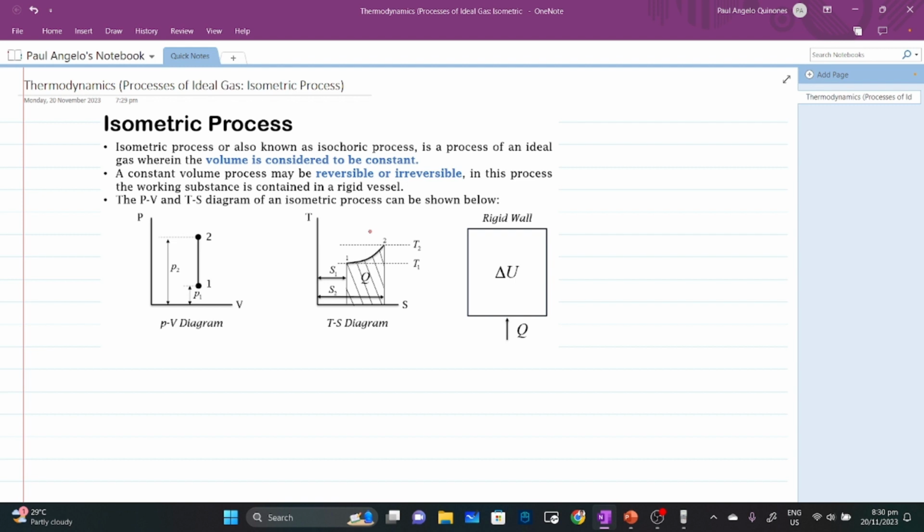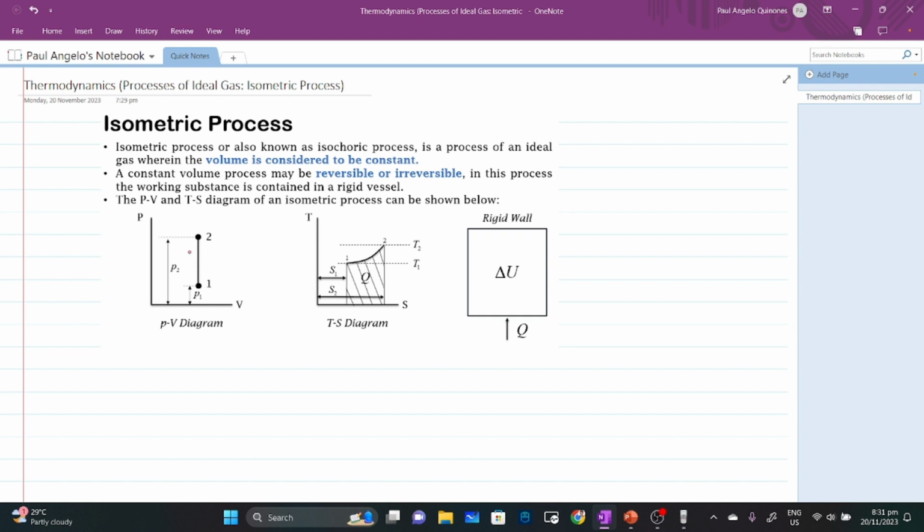Take note that when you are studying or performing problems or generating equations for processes of ideal gases, you need to be familiarized first with two of the basic charts or graphs. So what are those? Number one, the PV diagram, or the pressure-volume diagram, and the TS diagram, that is the temperature and entropy diagram.